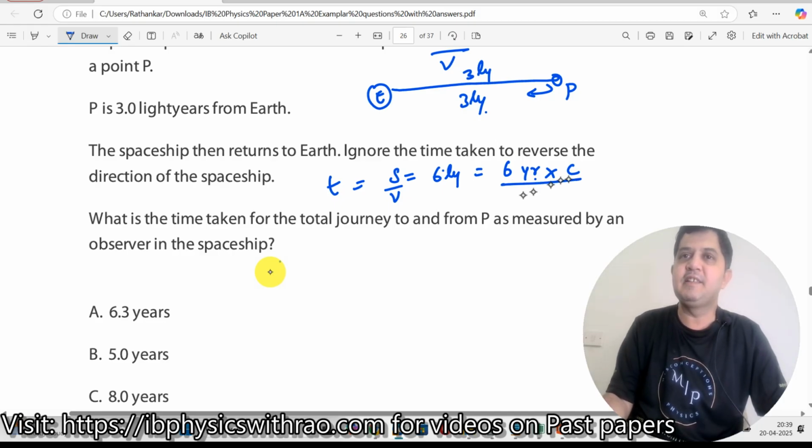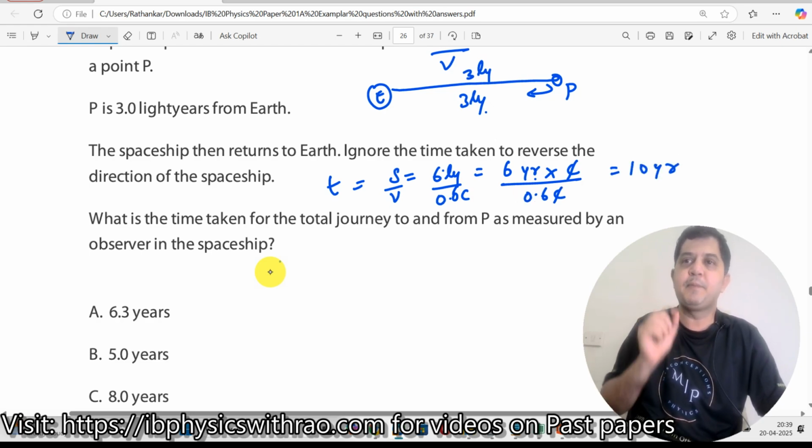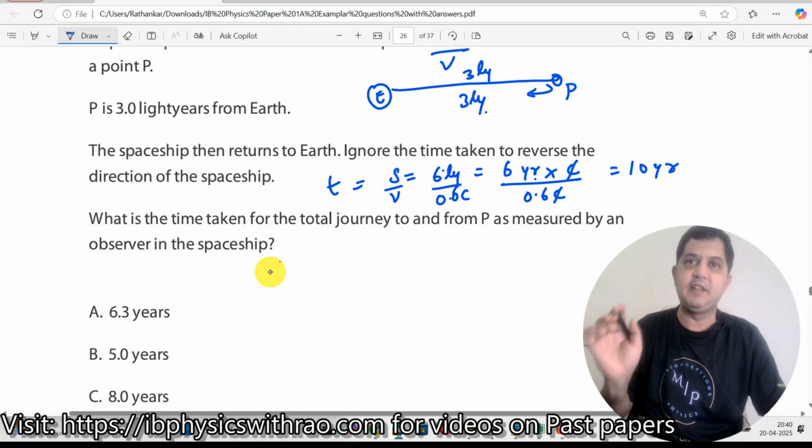So I write this as S by v, which is 6 light years divided by 0.6c. The c cancels here. 6 by 0.6 will be 10 years. So a stationary observer on the Earth will measure the time taken by the spacecraft to start from the Earth, go to point P and return back to be equal to 10 years.